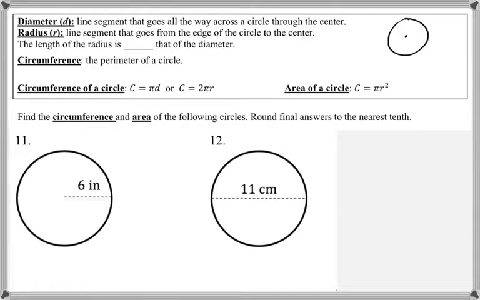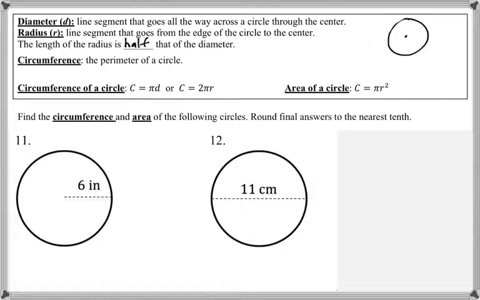The radius is the line segment that goes from the edge of the circle to the center. So the radius would be like that. The length of the radius is half that of the diameter.